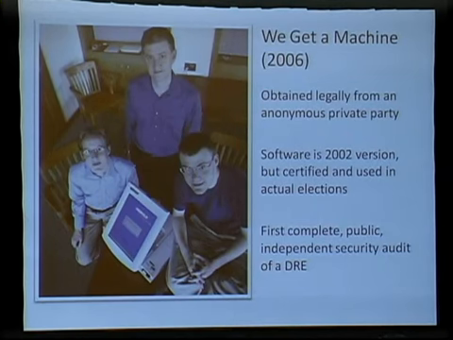Things changed in 2006 when my research group was able to obtain a machine to study. We obtained it legally. Most of the work we do involves, very unfortunately, teams of lawyers, in some cases more lawyers than computer scientists. And our lawyers told us that, yes, it was legal the way we obtained it, from a source that asked to be anonymous. The machine was a 2002 version, but it was certified and used in actual elections. And we proceeded to use the freedom that this source gave us to complete the first public, fully independent security audit of a DRE voting machine.